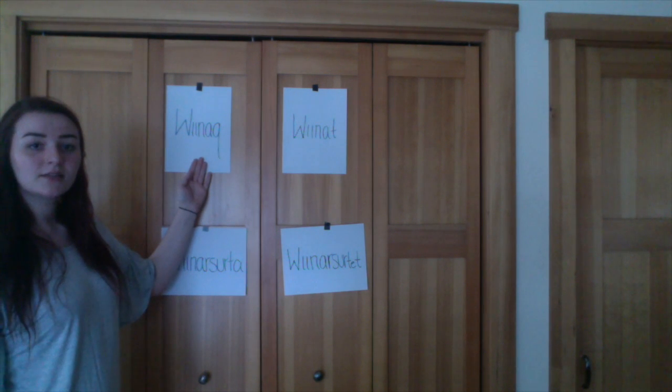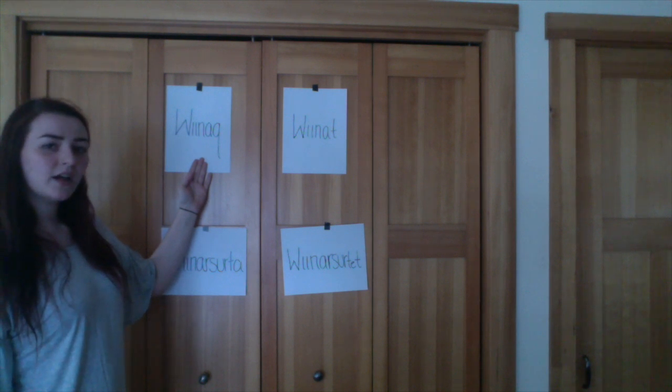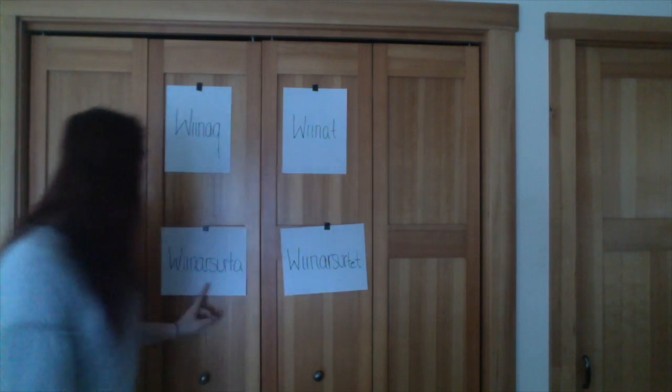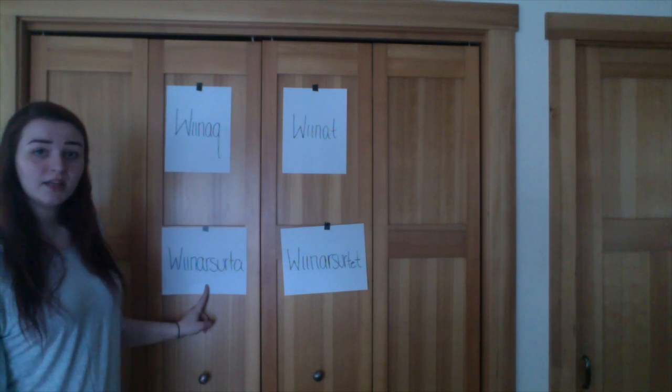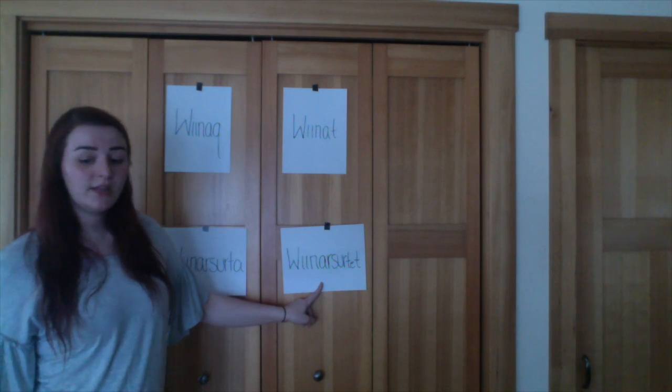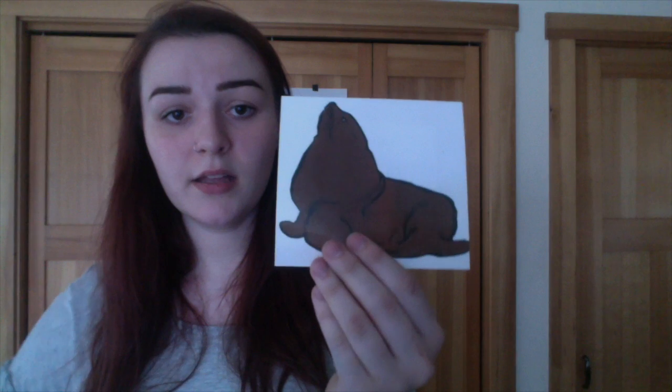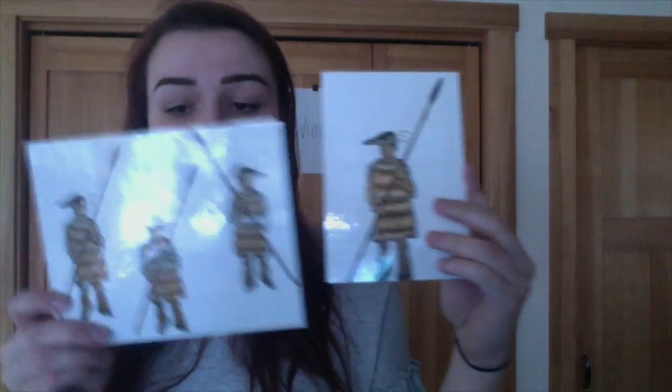Let's go over the words one more time just to make sure that we have everything all together. Weenak. What is Weenak? Weenat. Weenachsuchta. Weenachsuchtet. Weenak, Weenat, Weenachsuchta, Weenachsuchtet.